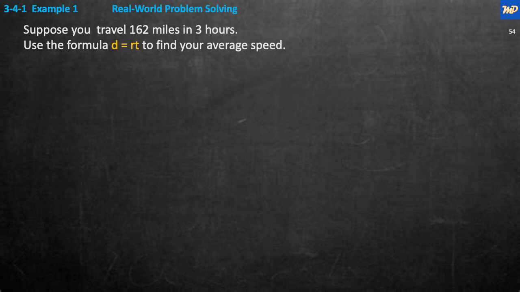Example 1. It's a real-world problem to solve. Suppose you travel 162 miles in 3 hours. Use the formula D is equal to RT to find your average speed.